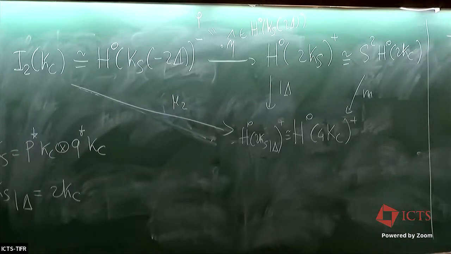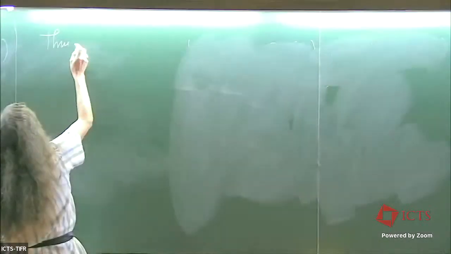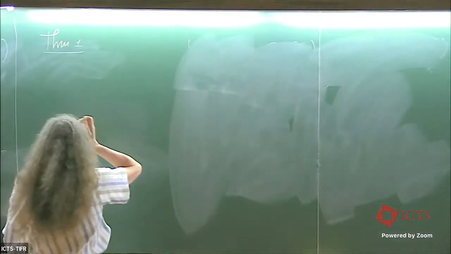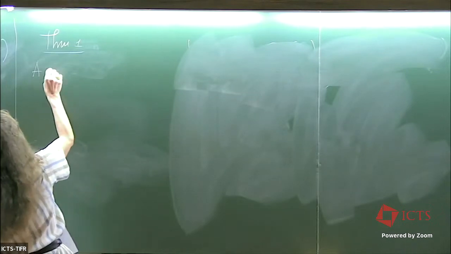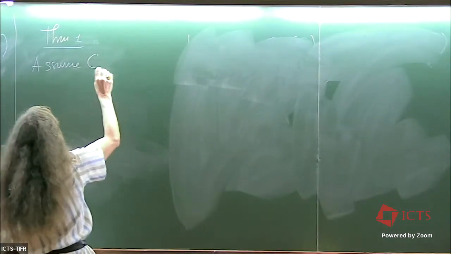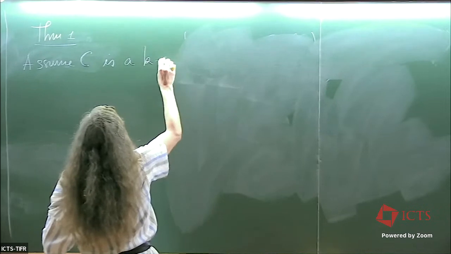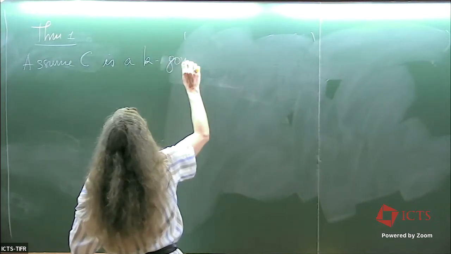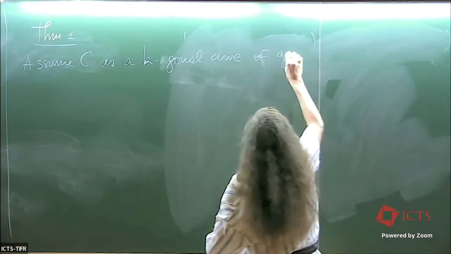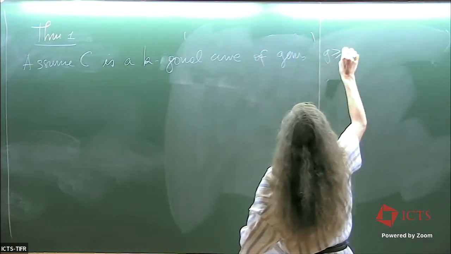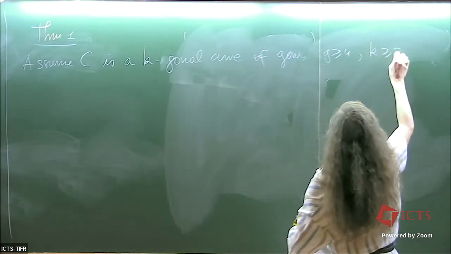First theorem, let's say. Assume C is a k-gonal curve of genus g at least four with gonality at least three, so non-hyperelliptic.